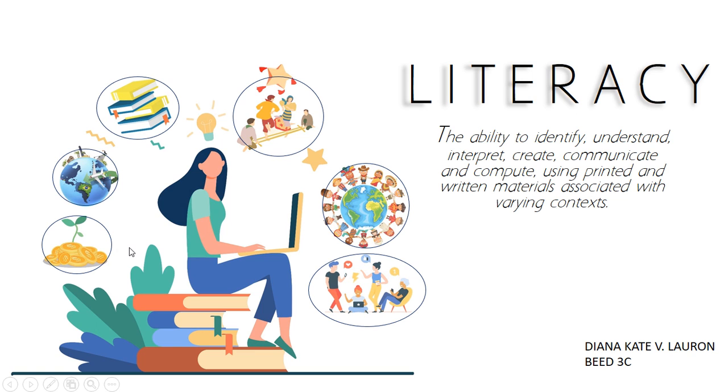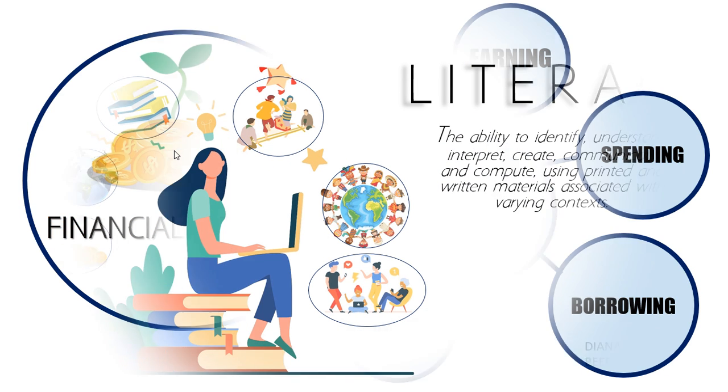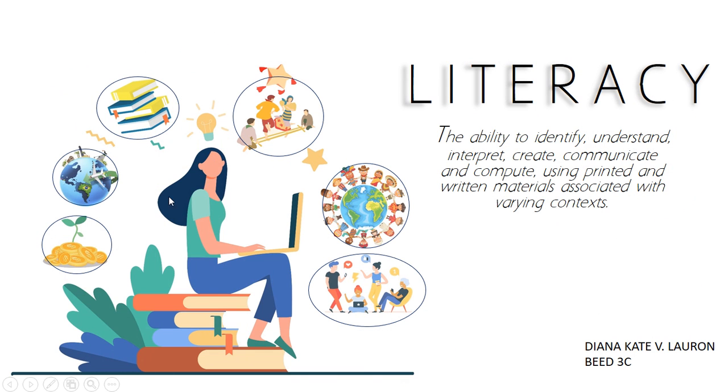For example, if you click the financial literacy icon, you will be directed to this mind map. So this mind map represents what is financial literacy. So it is related to earning, spending, borrowing, saving and investing, and protecting. Now if we click back here on this icon, we will be reverted back to the first slide.